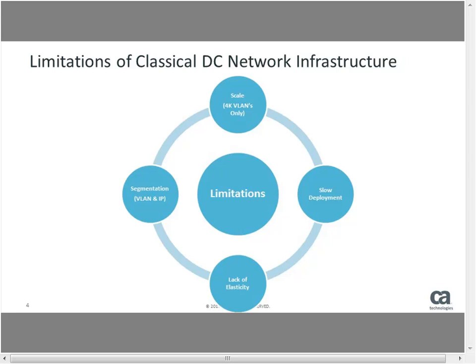Lastly is elasticity. To give an example, if you're a retailer and the holiday season is coming up, you want to expand your resources for that season, so you invest in your firewalls and other resources to meet the requirement. But as soon as that is gone, you cannot roll back, or it's very difficult to roll back, because you have already invested in that. That kind of elasticity to quickly provision and deprovision services was lacking in the classical data center infrastructure.